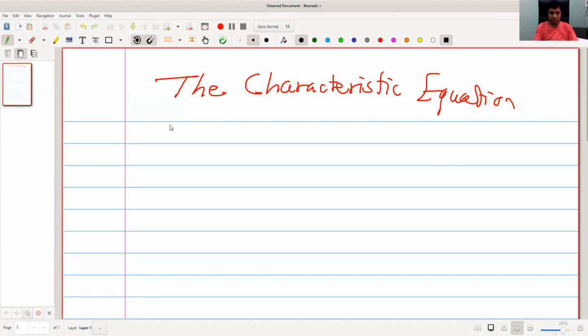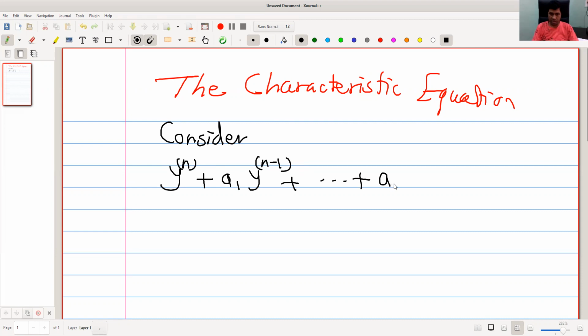We consider linear ODE, say nth derivative of y plus a1 times the n minus 1 order derivative of y, which is a function of t here, plus and so on, plus a n minus 1 y dash plus a n y equal to 0. Here we assume the solution of the form e raised to lambda t.